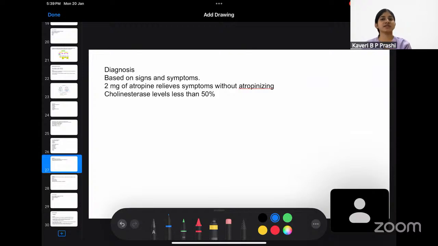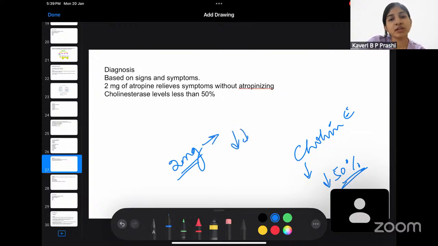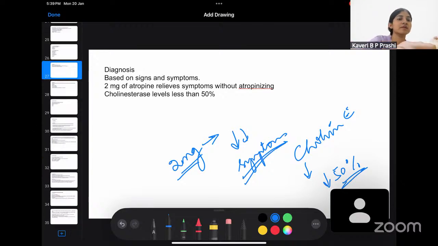So how do you diagnose? Based on signs and symptoms, he'll come to you covered with sweat, feces, urine, and all that. You can also check the cholinesterase level. When you check the enzyme level, it is going to be less than 50%. You can do one more thing, that is you can give atropine. Atropine is an antagonist of organophosphate. When you give 2 mg, it is going to bring down a lot of symptoms without atropinizing. Atropinizing is drying out all the secretions. That won't happen. So this is how we are going to diagnose.